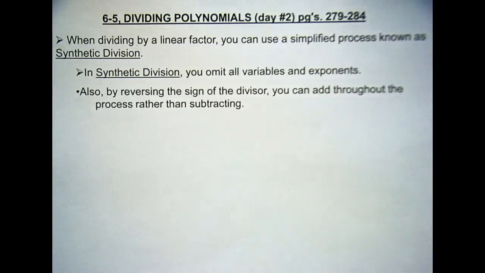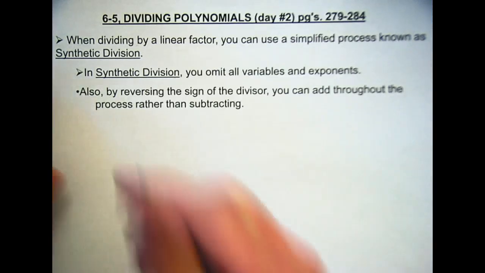Alright, so synthetic division today, day 2 of this. Understand what synthetic division means. It's a process where you omit all your variables and your exponents. You're only using it when you are dividing by a linear expression. Okay? Make sure you're clear on that. You only use it when you're dividing by a linear expression.